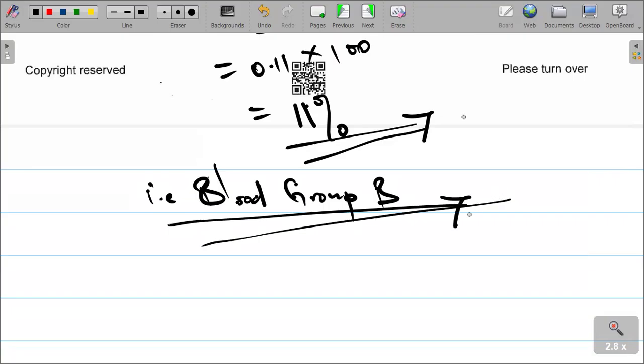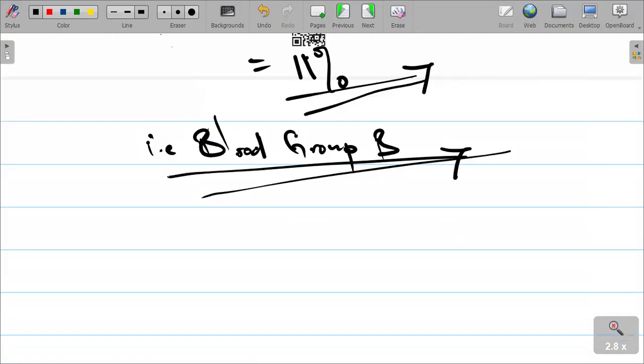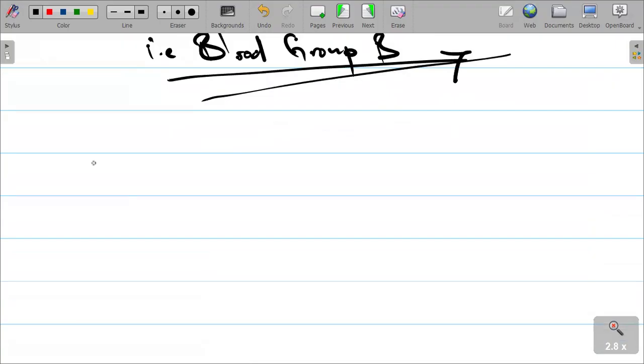Is it blood group B, which has this percentage? Blood group B. And then we can go to the next question. It says, explain the inheritance of blood group AB. 2.4.4, inheritance of blood group AB.